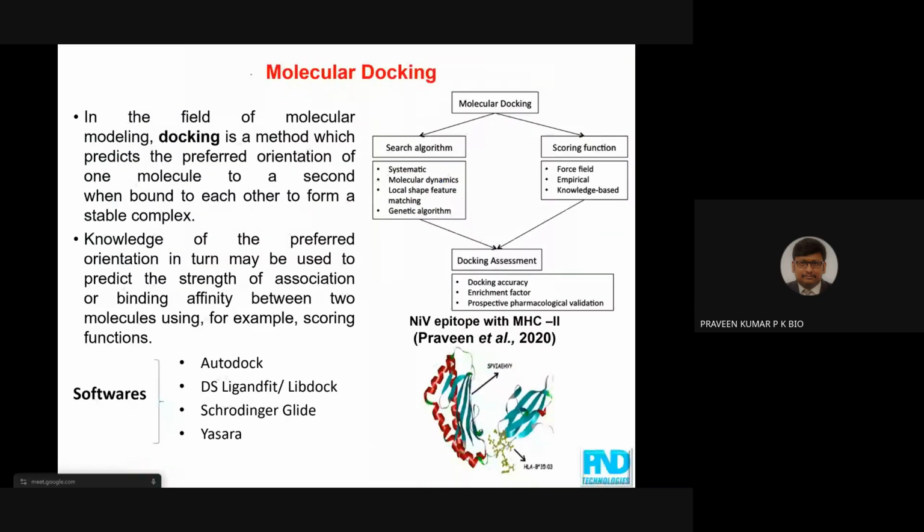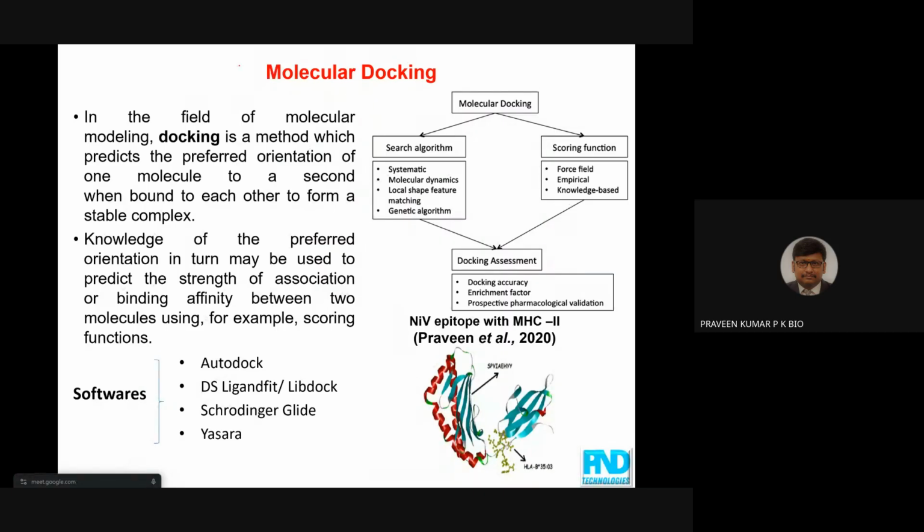Now, let me take you to molecular docking. This is the next protocol in drug design, the most important protocol in drug design, because in the structure-based approach, we start with the docking-based approach. Of course, we also have pharmacophore modeling, a hybrid-based approach, but the more significant is docking.